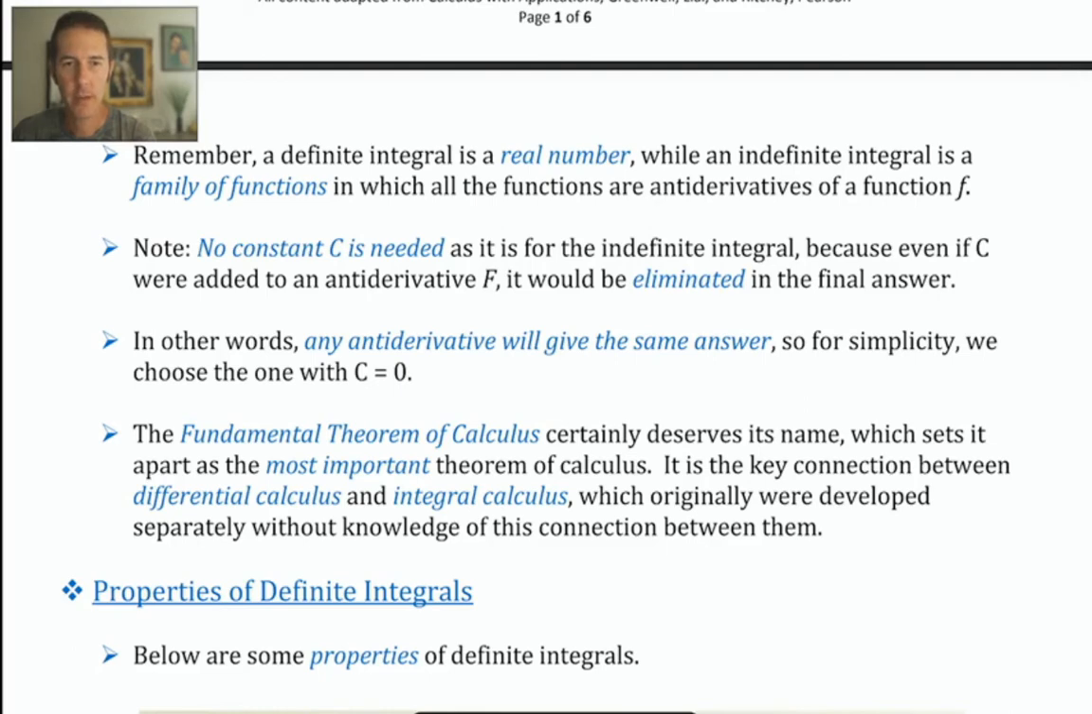You can read the rest of that. You can read the second bullet. You can read the third bullet. You can read the fourth bullet.